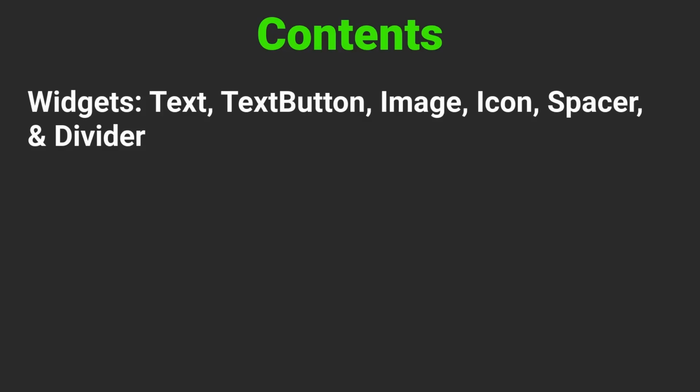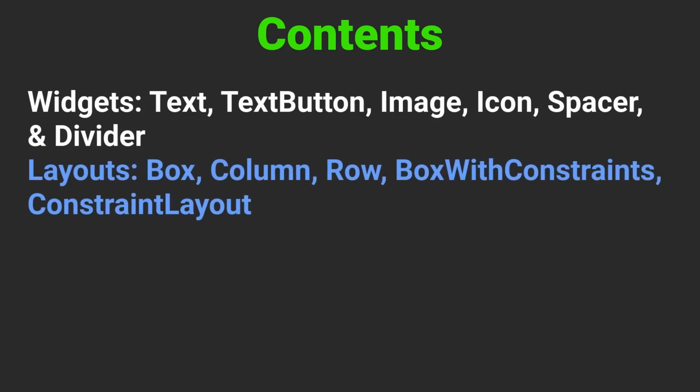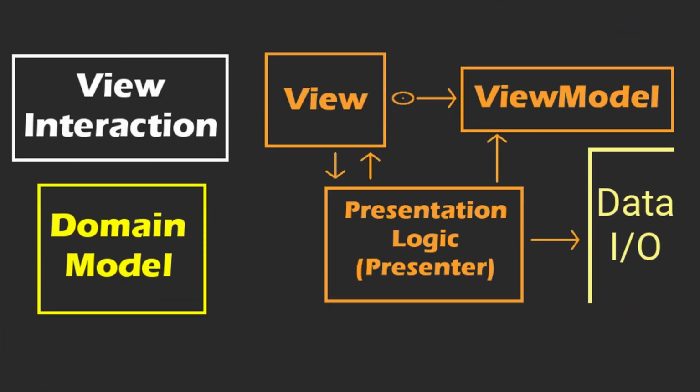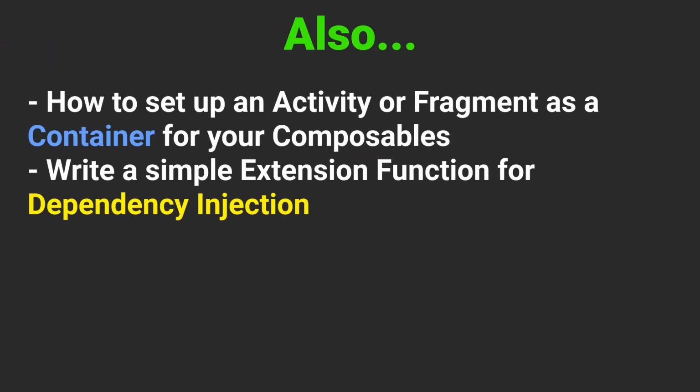This video is full of a ton of information, so please take a look at the timestamps in the description box below. Topics include basic widgets such as text, text button, image, icon, spacer, and divider. Layouts such as box, column, row, box with constraints, and my favorite, constraint layout. Simple transition animations to animate between a loading screen, active game, and a complete game. I also show you how to communicate with our presentation logic and our view model using function types and lambda expressions. Before we write the compose code though, I show you how to set up an activity as a container for composables.